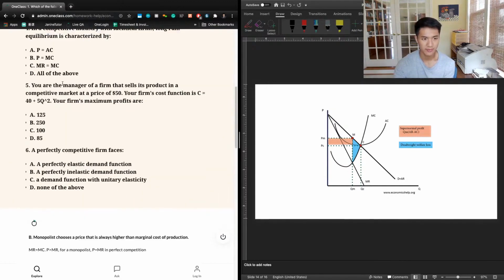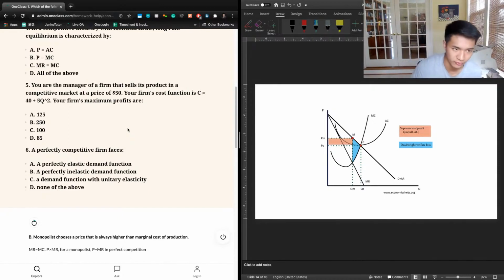Great. Question 5: you are the manager of a firm that sells its product in a competitive market at a price of $50. Your firm's cost function is C equals 40 plus 5Q squared. Your firm's maximum profits are which of the following? So we do the same process that we did before. If we're selling a product at $50 in a competitive market, then the total revenue is 50Q, right? Your firm's cost function is 40 plus 5Q squared. So your profit function is 50Q minus 5Q squared minus 40, or if we want to simplify that, Q squared minus 10Q plus 4.